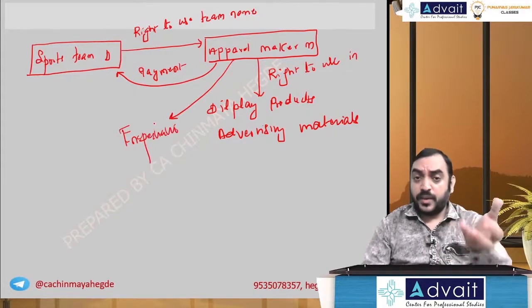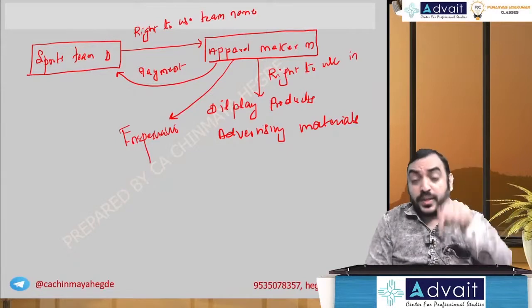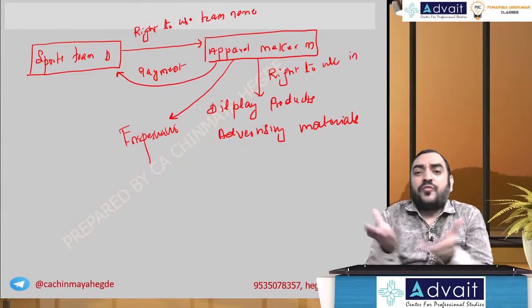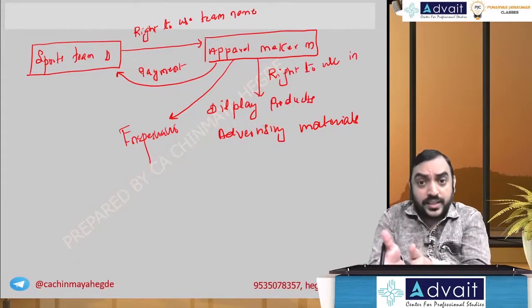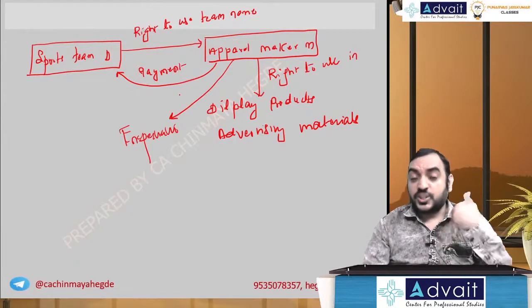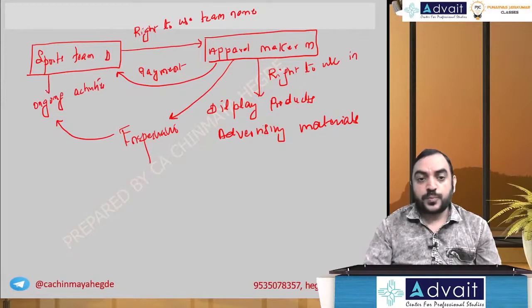He is making a payment, getting the right to use the team name, but the team name should be there, right? The team should perform. Whether they perform well or not is separate, but they should be there, right? In the existence, they should participate. That is, the expectation is depending on the ongoing activities of sports team D.